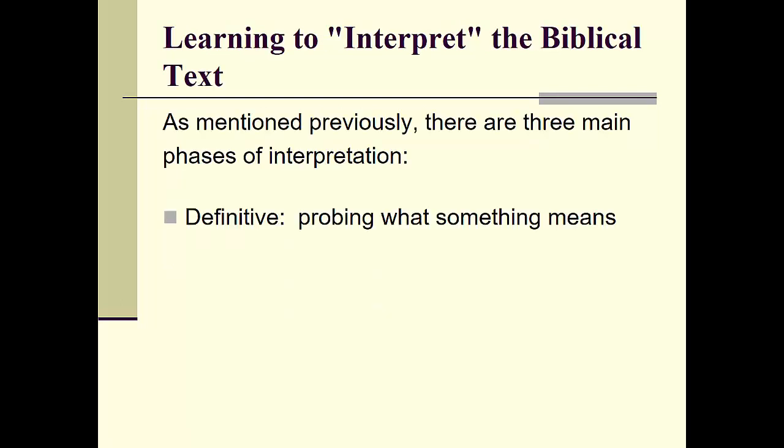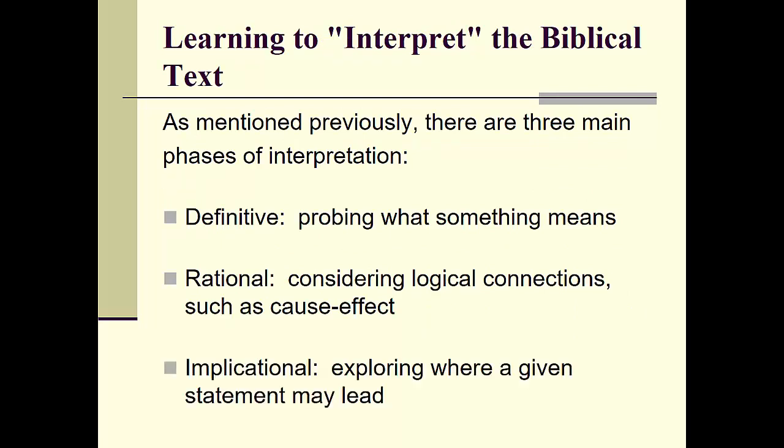Keep in mind three main phases of interpretation: definitive, rational, and implicational. These are covered briefly in the study guide, and here's what we have in mind by those. When we are just trying to figure out what something means, we're operating on the level of interpreting to derive a definition.